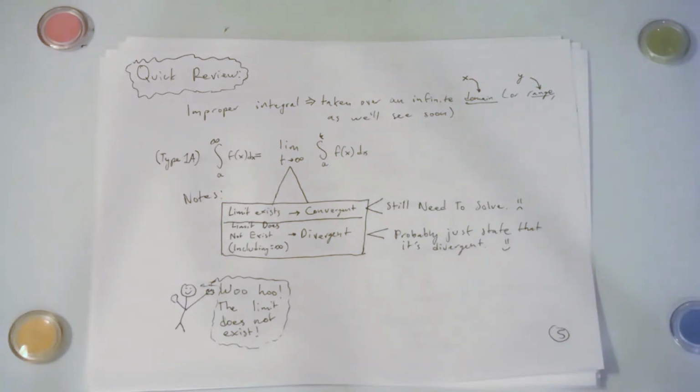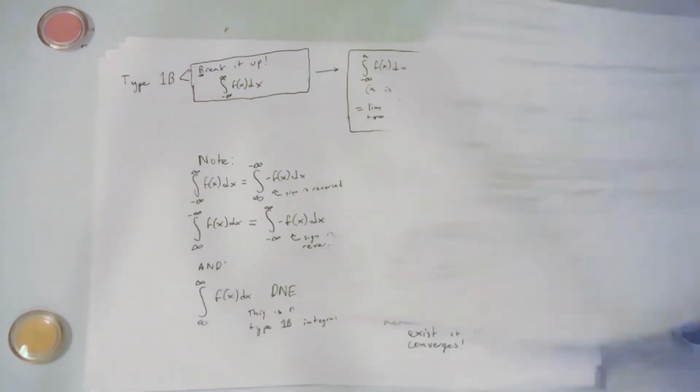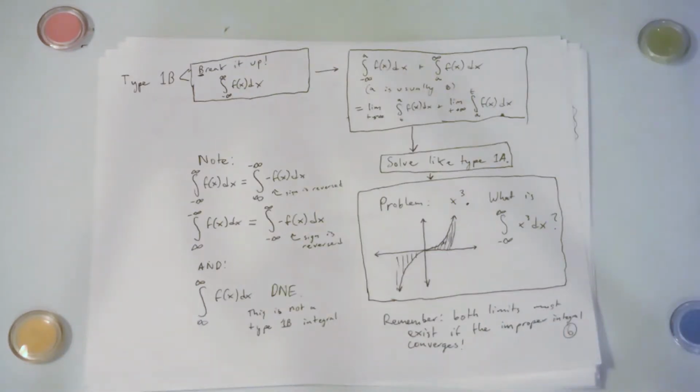There's another case involving an infinite domain that we need to go over. We'll call it a type 1b integral, when we have the integral of a function from negative infinity to positive infinity, or vice versa. If it goes from positive infinity to negative infinity, you'll probably want to reverse it. But don't forget to negate f of x if you do this.